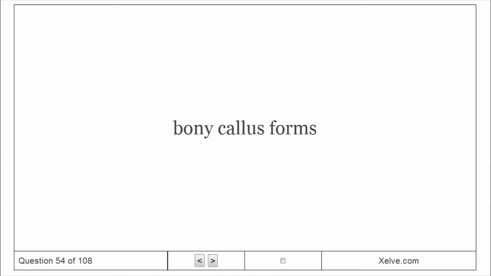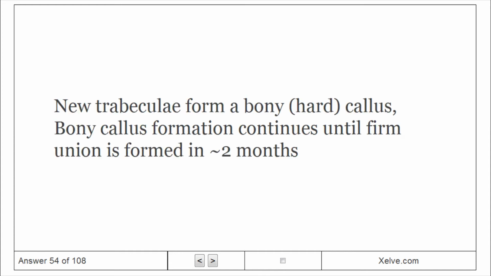Bony callus forms. New trabeculae form a bony, hard callus. Bony callus formation continues until firm union is formed, until the 2 months.